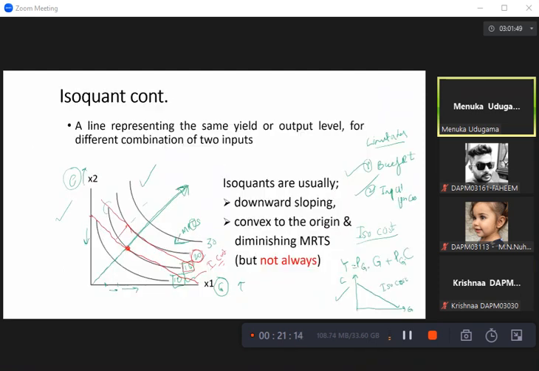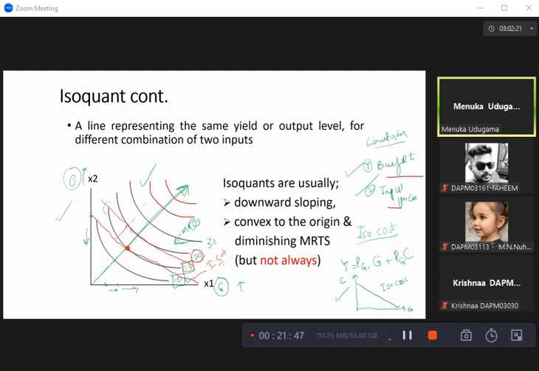Right. So just like a consumer, a producer, because for a producer the ultimate objective is to maximize profit, right? So the producer would also want to push the quantity or production up as much as possible, but he too is constrained by two constraints. One is the budget, and the other is input prices.